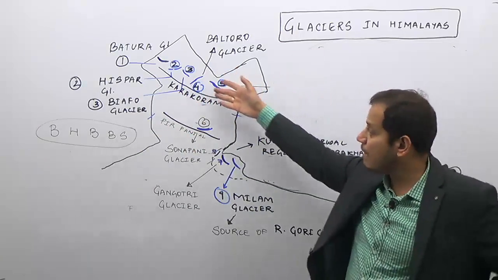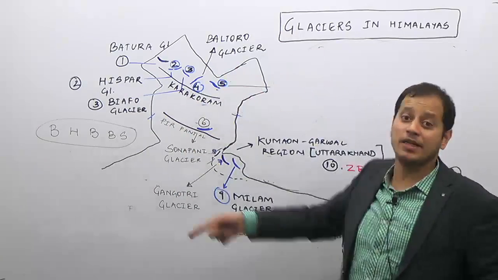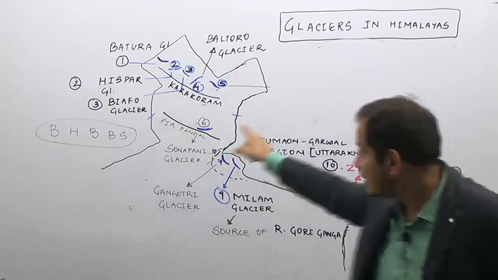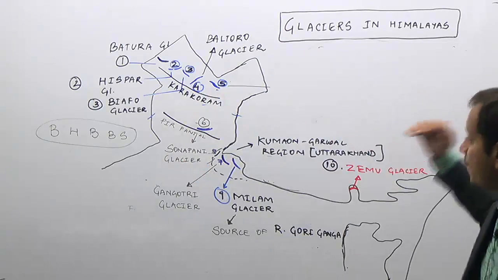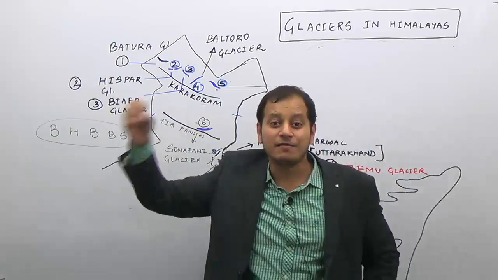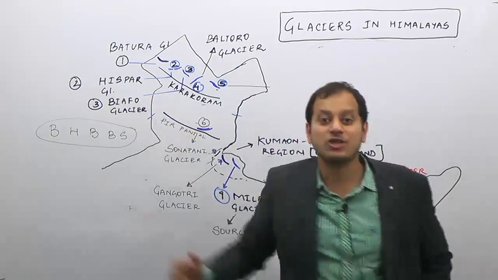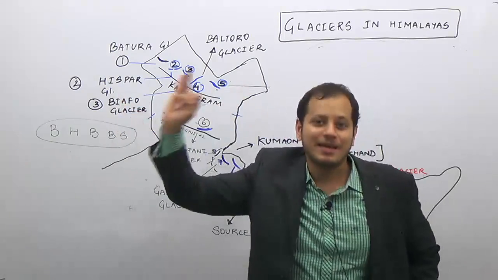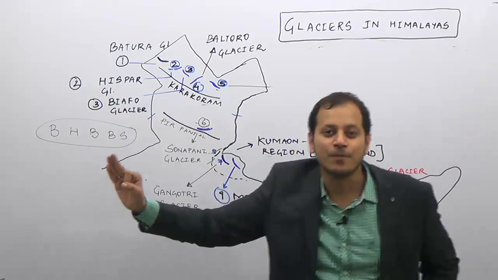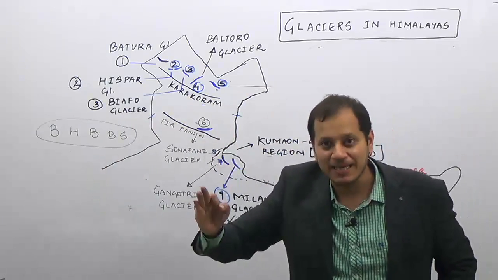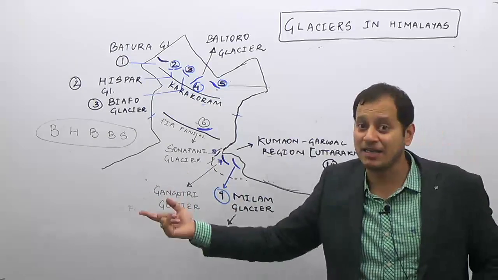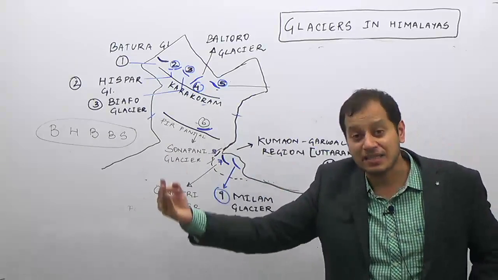You can see from the map itself, I have not taken all the glaciers, only the important glaciers. From the map you can see the largest concentration of glaciers is in the Karakoram ranges. Batura, repeat it with me, from west to east. If the question comes, arrange the glaciers from west to east. Batura. After Batura, Hispar. After Hispar, Baifo. After B, there is one more B. So it is Baltoro. After that, it is Siachen Glacier.